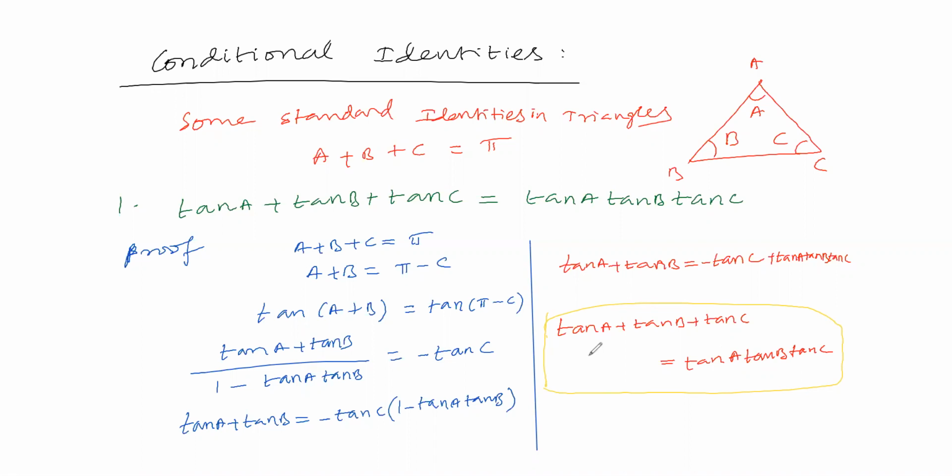Whenever ABC are angles of a triangle, then tan A plus tan B plus tan C is equal to tan A into tan B into tan C. Okay. Now we are going to see the second result: tan A by 2 into tan B by 2 plus tan B by 2 into tan C by 2 plus tan C by 2 into tan A by 2 is equal to 1. That means half angles we are taking. This is also in a triangle.